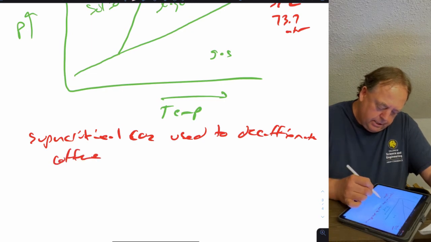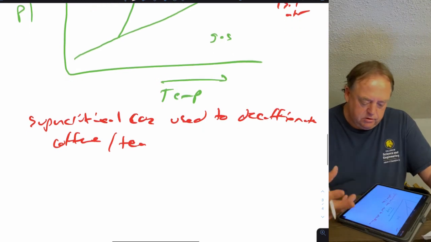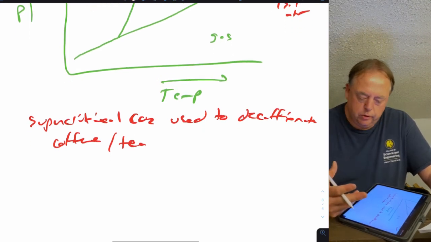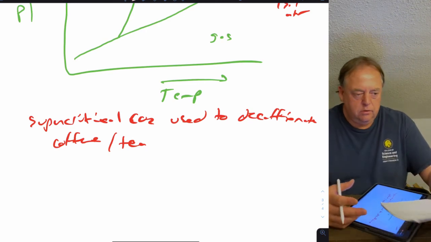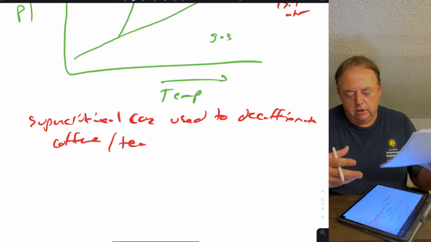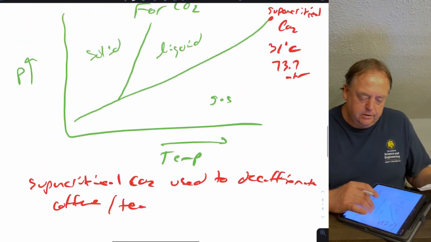So one application that it has is to decaffeinate coffee and tea, because caffeine is very soluble in supercritical CO2, so you can put the coffee beans or tea leaves in there and it'll dissolve the caffeine out, and then you pump it away and now you have decaffeinated tea and coffee beans.